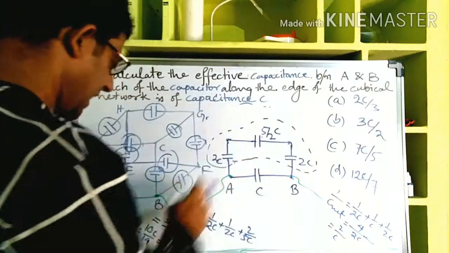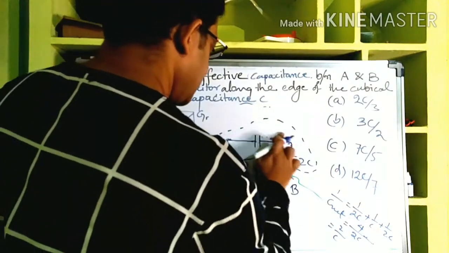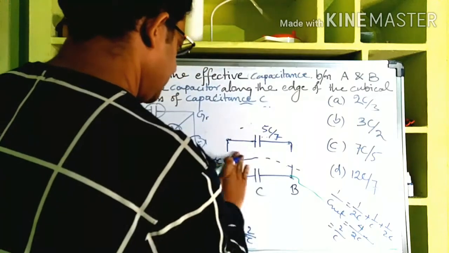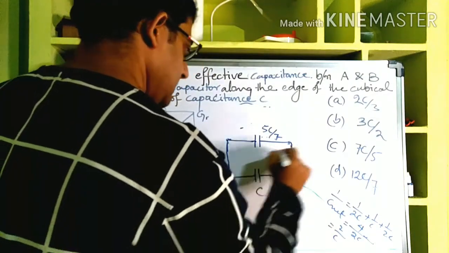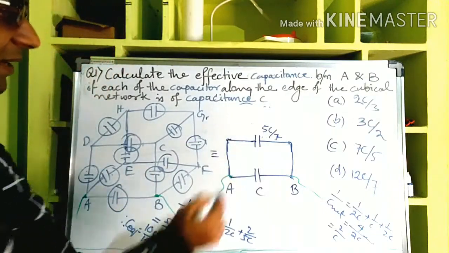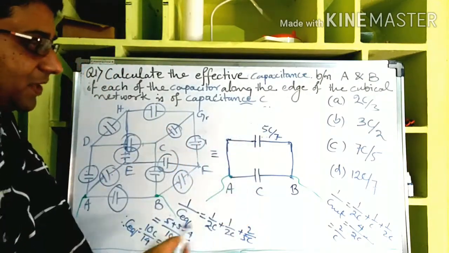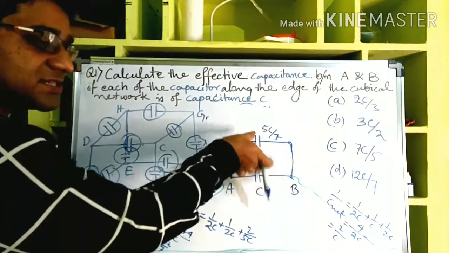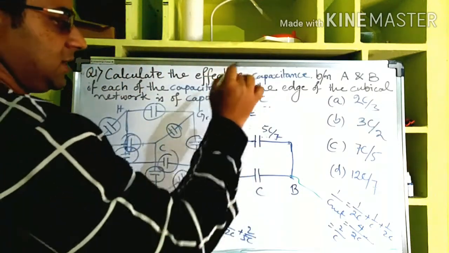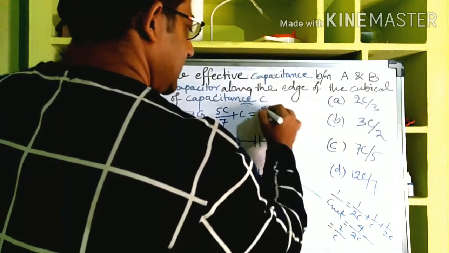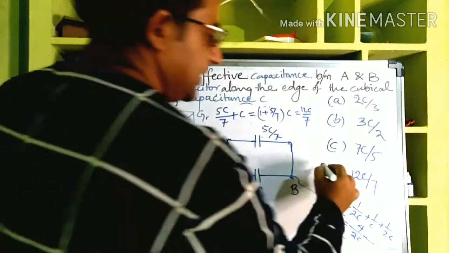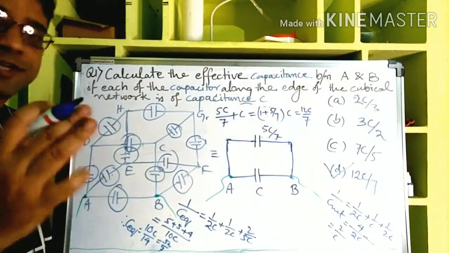Now instead of all these three, I can put 5C by 7, right? This is 5C by 7. So this entire network between AB is reduced to this network now. But this 5C by 7 is in parallel with the C. And these two are in parallel, so the net between AB, you just add up. So 5C by 7 plus C is equal to how much? 1 plus 5 by 7 times C, which is equal to 12C by 7, right? So D is the correct answer. Is it clear to everybody?